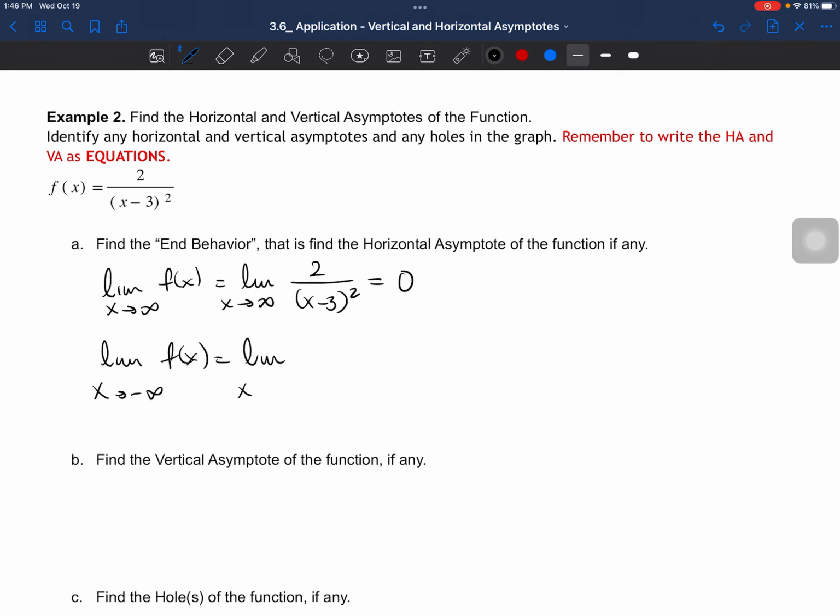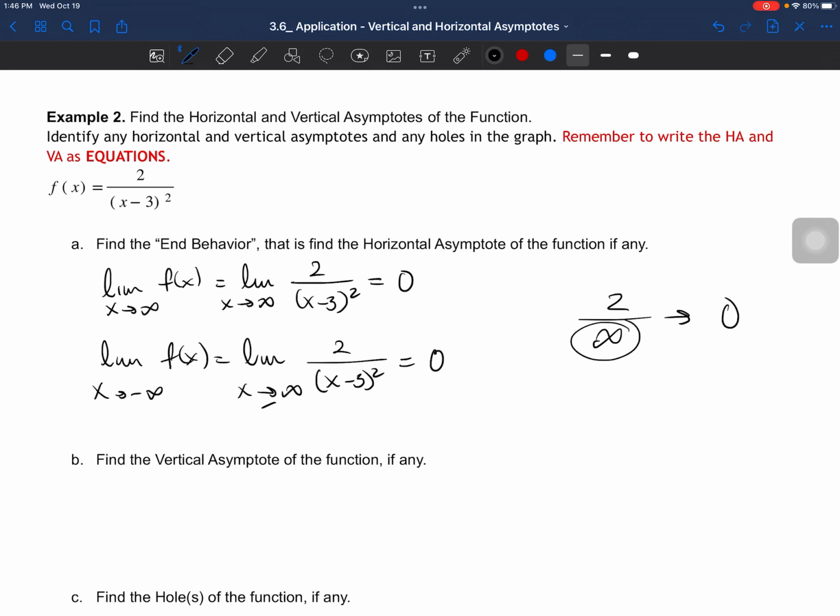With the same argument, we'll do that for x approaches negative infinity. In this case, we're approaching negative infinity, but it's the same idea. Now you have negative infinity minus 3, which gives you negative infinity. Negative infinity squared gives you positive infinity. And so now you have 2 over positive infinity, which is the same thing that we had before, which is 0. Remember that 2 over a huge number is going to be 0.